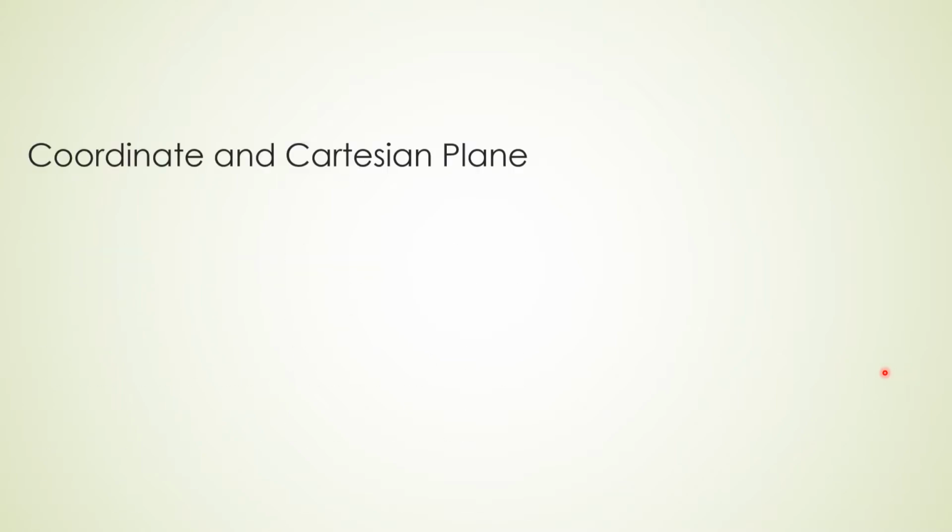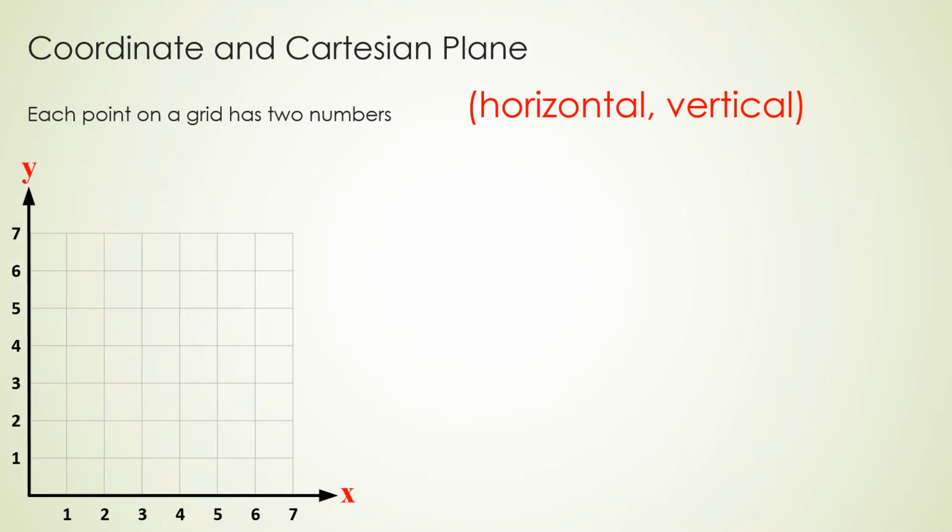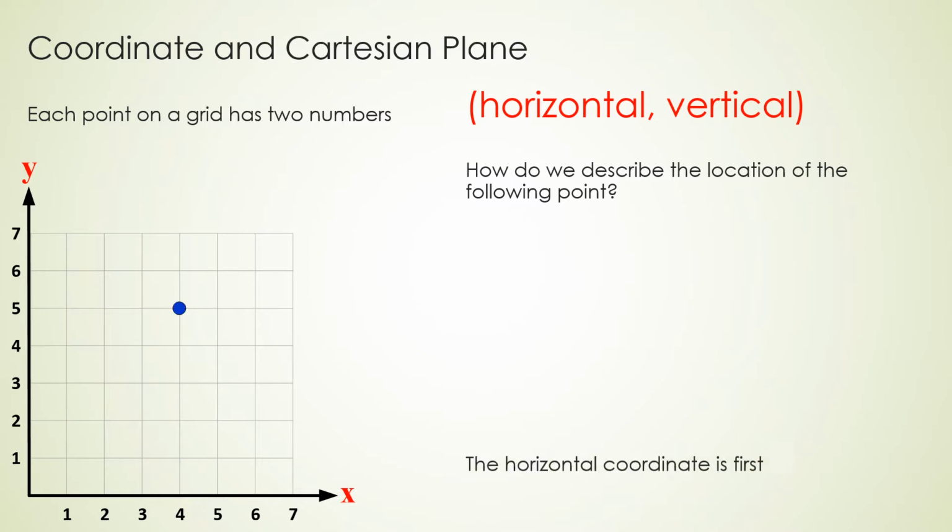Hi, today we're going to look at the Cartesian plane and coordinates. Each point in a grid has two numbers. It has a horizontal and a vertical component. So if we look at this graph and we want to describe the location of the following point.